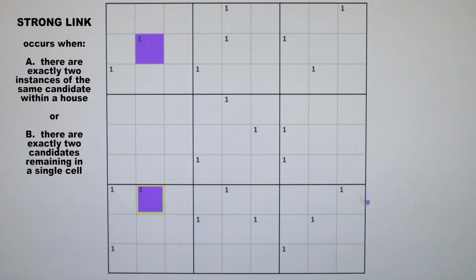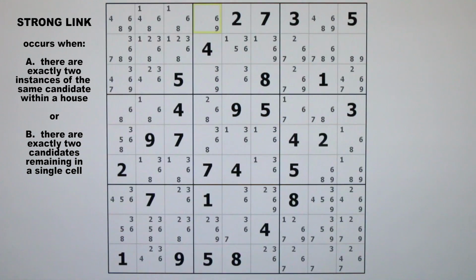There are several all over the place. Here's another one. There's a strong link between these two. They're the only two ones in row 5. Okay, another way that there could be a strong link is when there are only two candidates remaining in a cell. Like, for instance, this 6 and this 9 are strongly linked because they're the only two candidates in that cell. This cell has to be solved with either a 6 or a 9. It's one or the other. So that's a strong link.